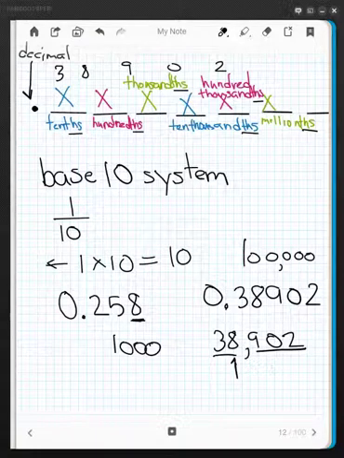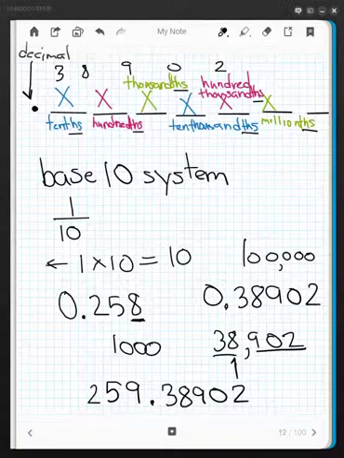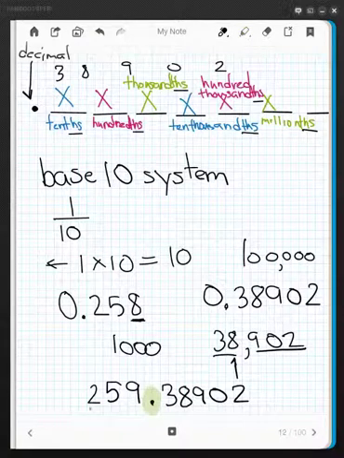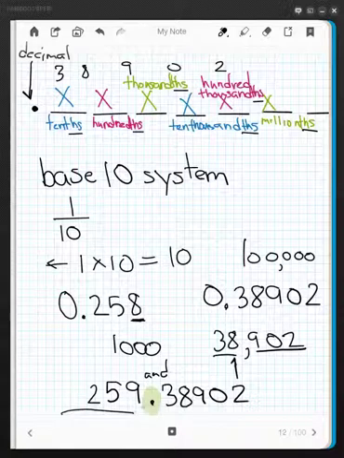What happens if we put them together? What happens if I said 259.38902? How would I read that number? Well, that means that we have to put the value in here for the decimal. So this number is read, the numbers to the left of the decimal, 259, and then the decimal is read as "and." That's really the only place we should be using the word "and" when we read a number. 259 and 38,902 hundred thousandths, and that's how you read that number.